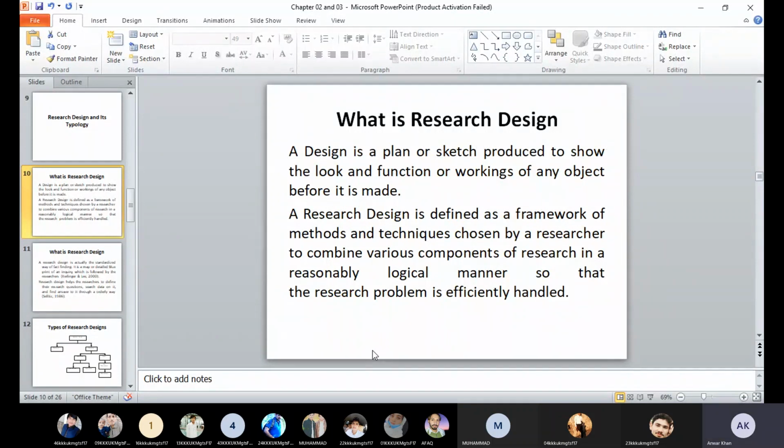Like it is a quantitative research or it is a qualitative research. It's a short research, time-wise, or it's a long research. So the basic makeup or the sketch of the research is mentioned in the research design. And research design is also defined as the framework of the research. It explains the methods and the techniques which are to be chosen by a researcher, and other components of the research, if required, should be combined in a logical manner. So all this information is mentioned in the research design.